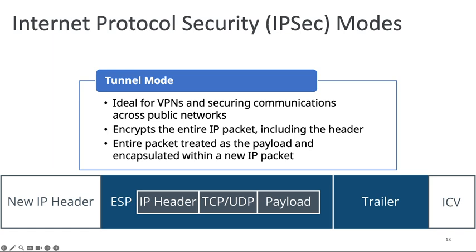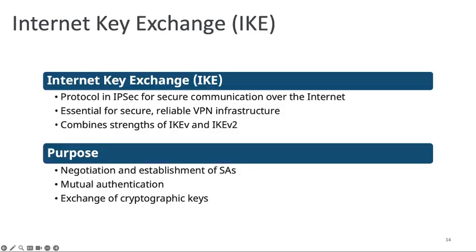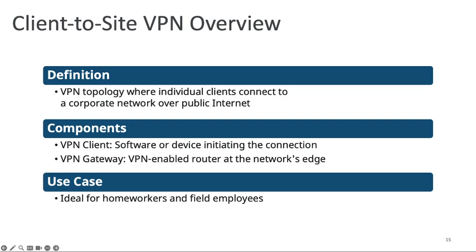Now, sometimes you might need IKE, or the Internet Key Exchange, to negotiate security associations, or SAs, for IP security. That would facilitate the actual mutual connection and manage some of the cryptographic keys that are essential for securing VPN connections. When we set up VPNs, there are certain setups that we could have.